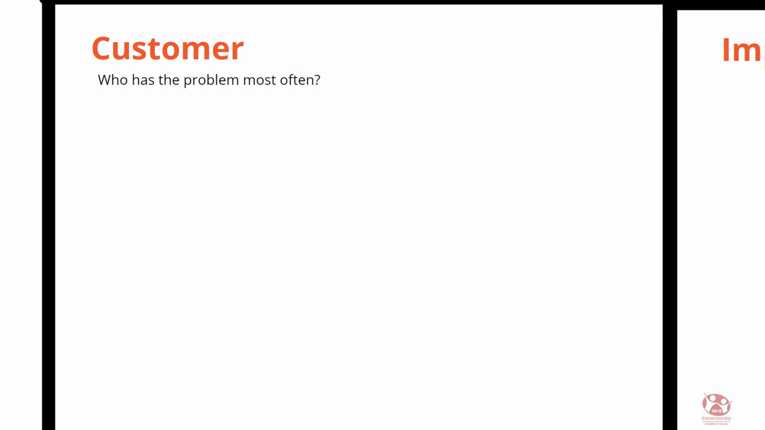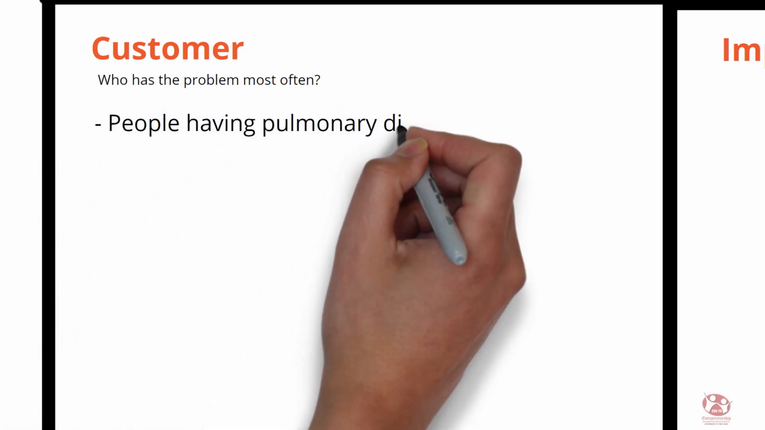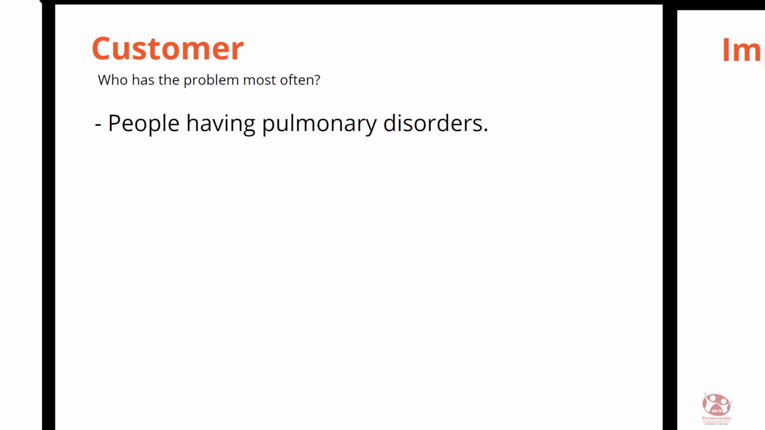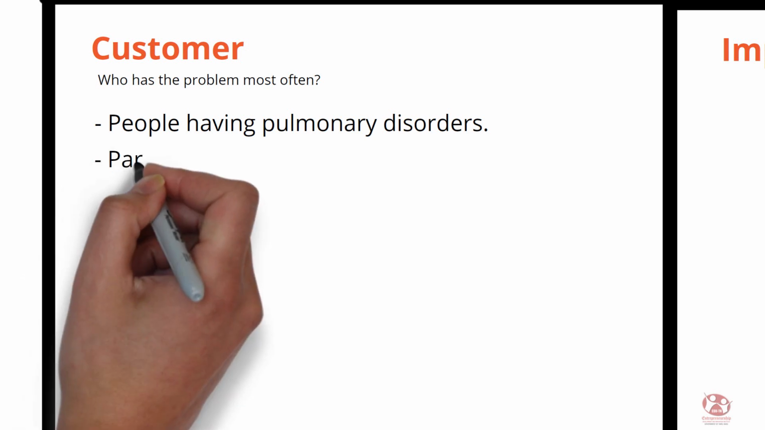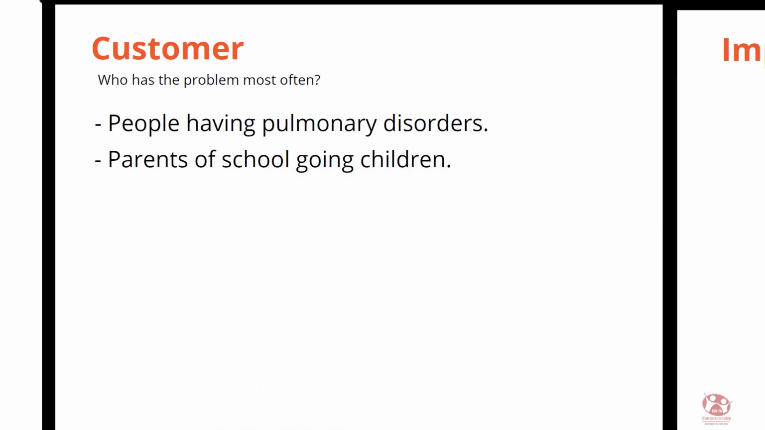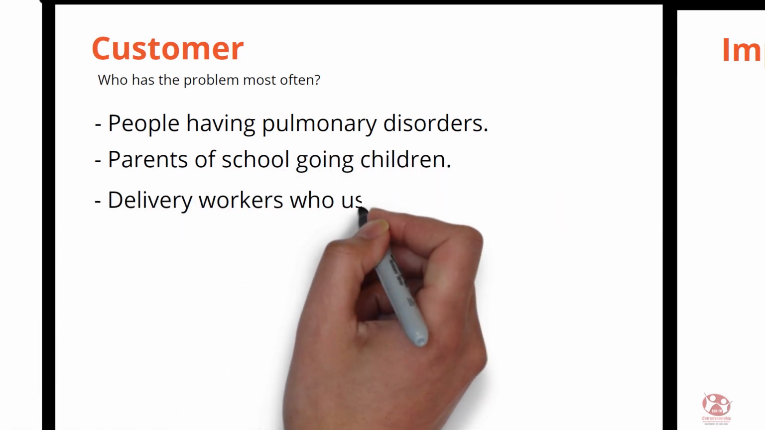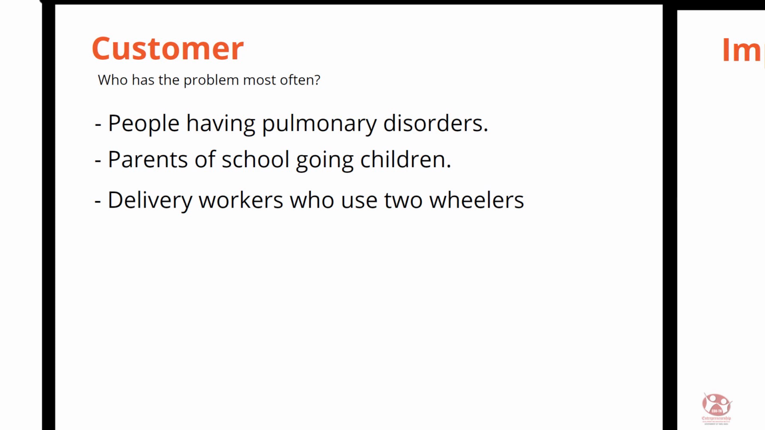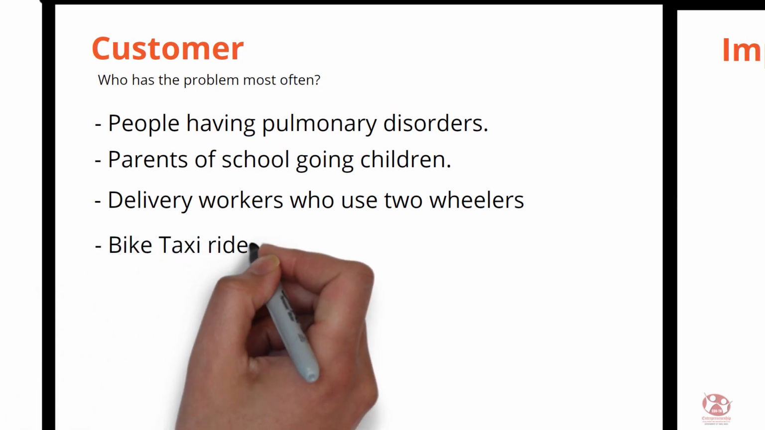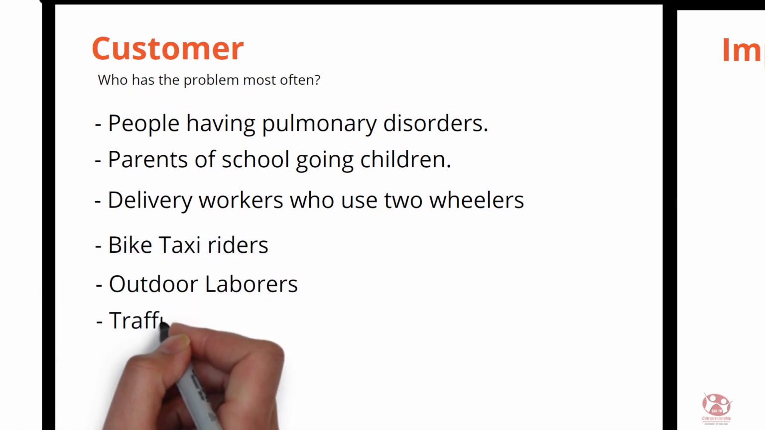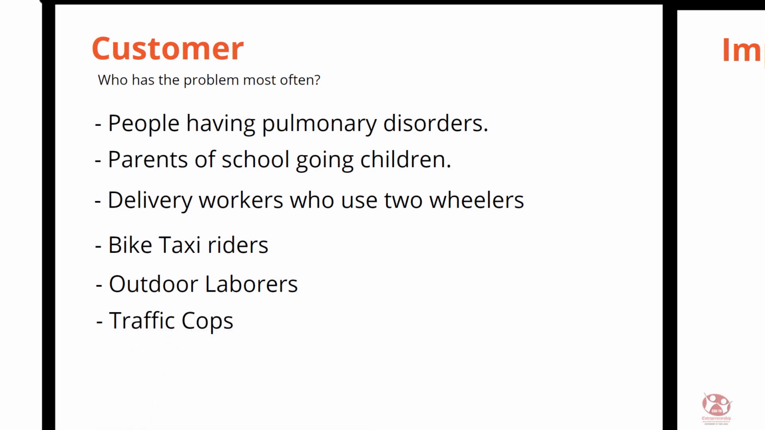With respect to Delhi, individuals or people living there with pulmonary disorders or lung disorders, or let's say school children who have breathing disorders such as asthma, or delivery workers who travel by two-wheelers on road for long hours, or bike taxi riders, or outdoor laborers, or traffic cops are the worst affected by them. When you think about your customer, think about people who suffer from this problem the most, because they would be the first to subscribe to the solution that you would offer.